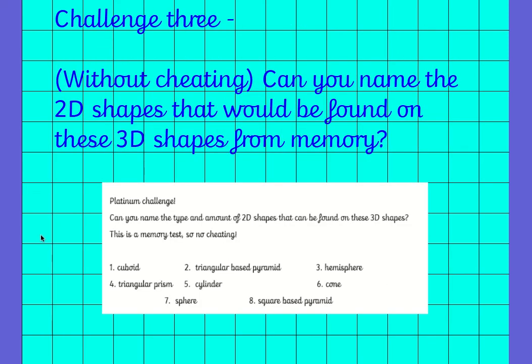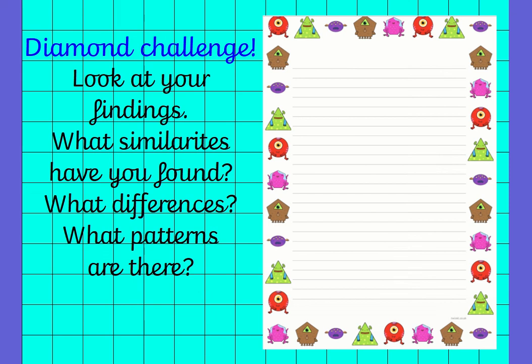Your third challenge today is, without cheating, can you name the 2D shapes that would be found on these 3D shapes from memory? So without having a sneaky Google to look what these shapes are, can you use your memory? Can you name the 2D shapes on them, please? There's 1 or 2 little tricky ones in there. I'm sure you can work the answers out. And then if you get that far and you've still got time, what patterns, what similarities, what differences have you found in your findings today? What have you noticed about the 2D shapes that can be seen on the 3D shapes?